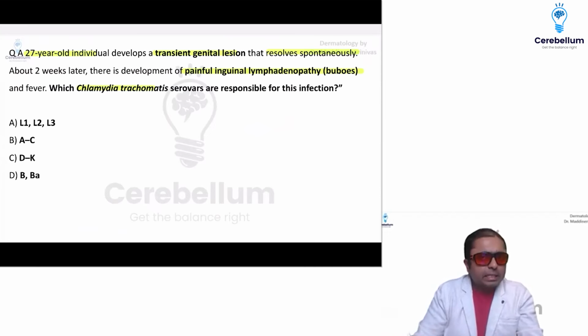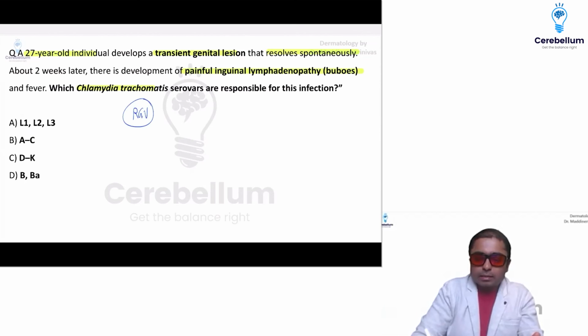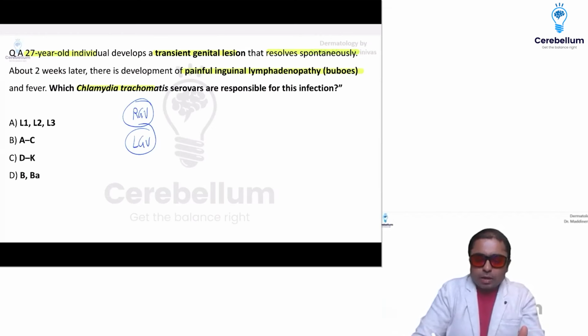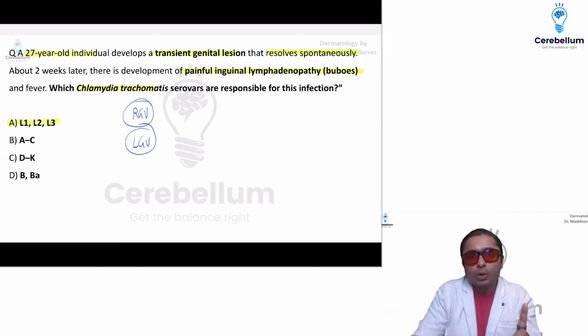So what do you think is the diagnosis for this question? I hope you remember the diagnosis. We have discussed it in our classes. It's not RGV. It is LGV, lymphogranuloma venereum, right? The causative organism is Chlamydia trachomatis, and I hope you remember that it is going to mainly affect the lymphatics, right? So L for lymphatics. So the serovars are going to be L1, L2, L3. Option A is the answer for this question.